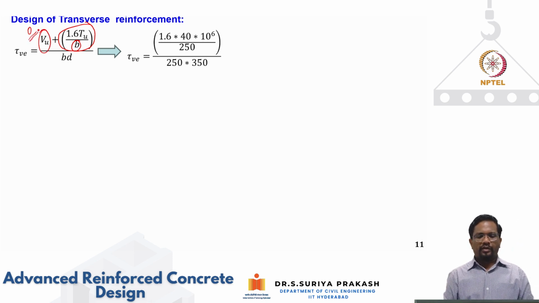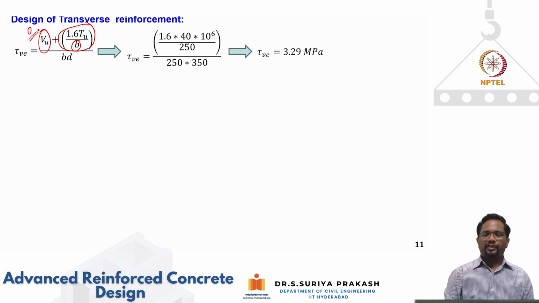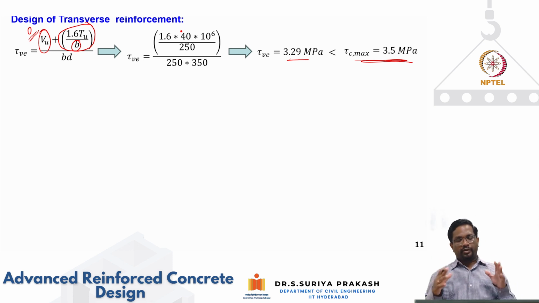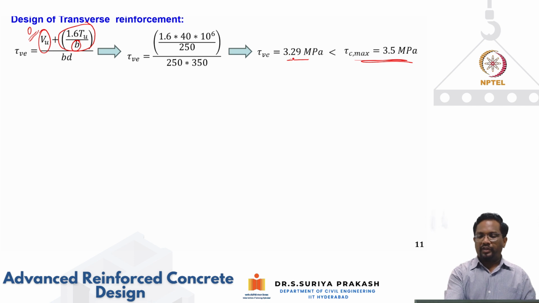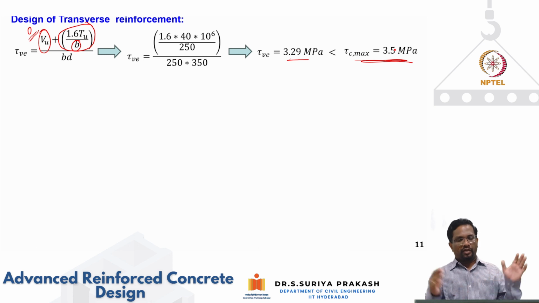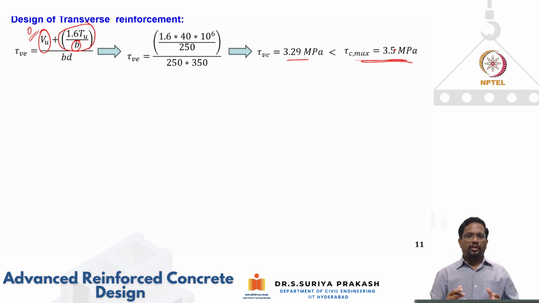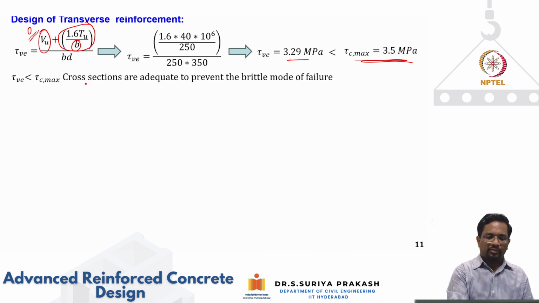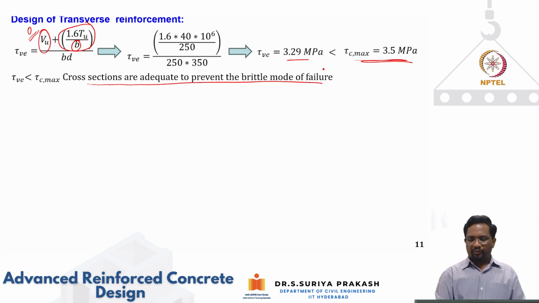Okay. So if you plug in these values, you get the equivalent shear as 3.29 megapascal, and the equivalent shear has to be less than tau c max, which is 3.5 for M30 grade. So you see that you are getting very close to that, even for a small torsional moment of 40 kilonewton meter. That's why I said as the torsional moment comes, your stirrup requirement will go up. In fact, if tau e is higher than 3.5, then my 400 by 250 section will not work. I have to increase the width or increase the depth. In fact, for torsion, increasing the width would be a better solution, right? So tau e is less than tau c max. The cross section is adequate to prevent brittle compression mode, so it's okay.